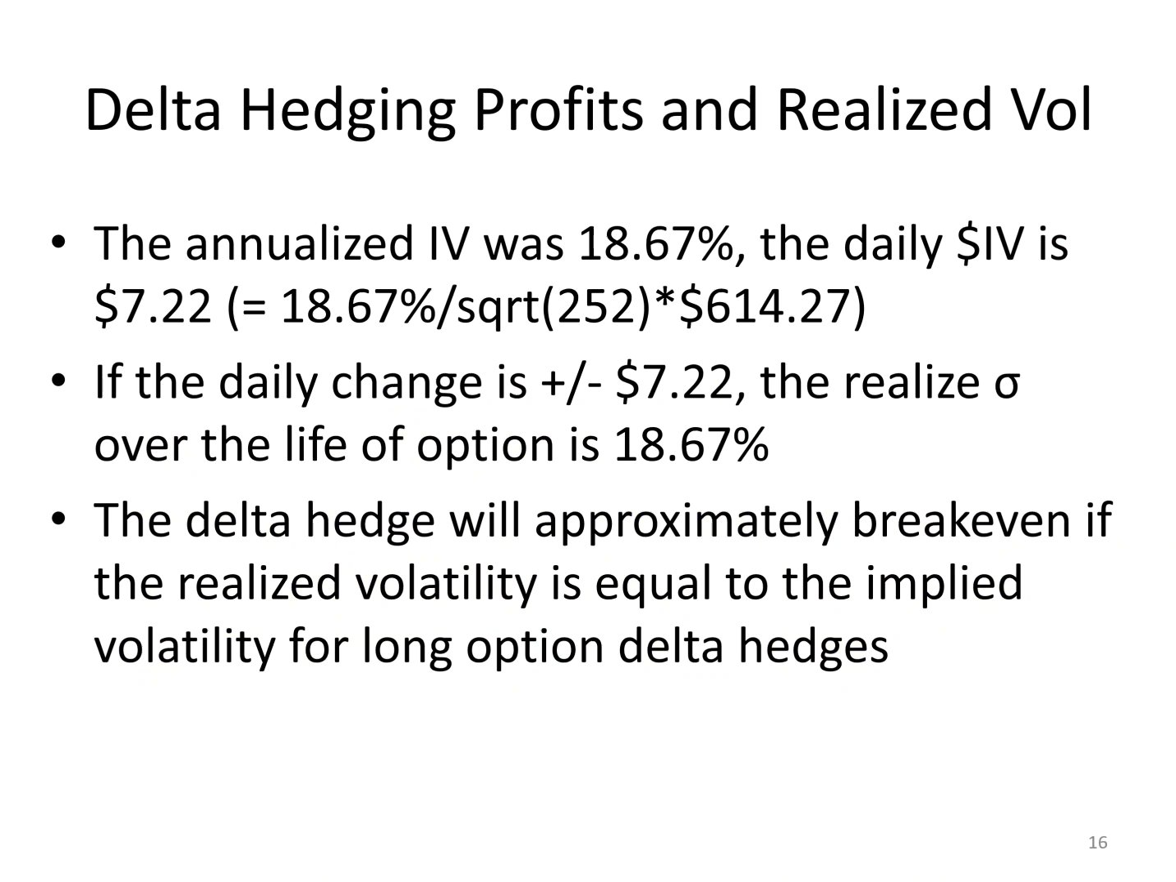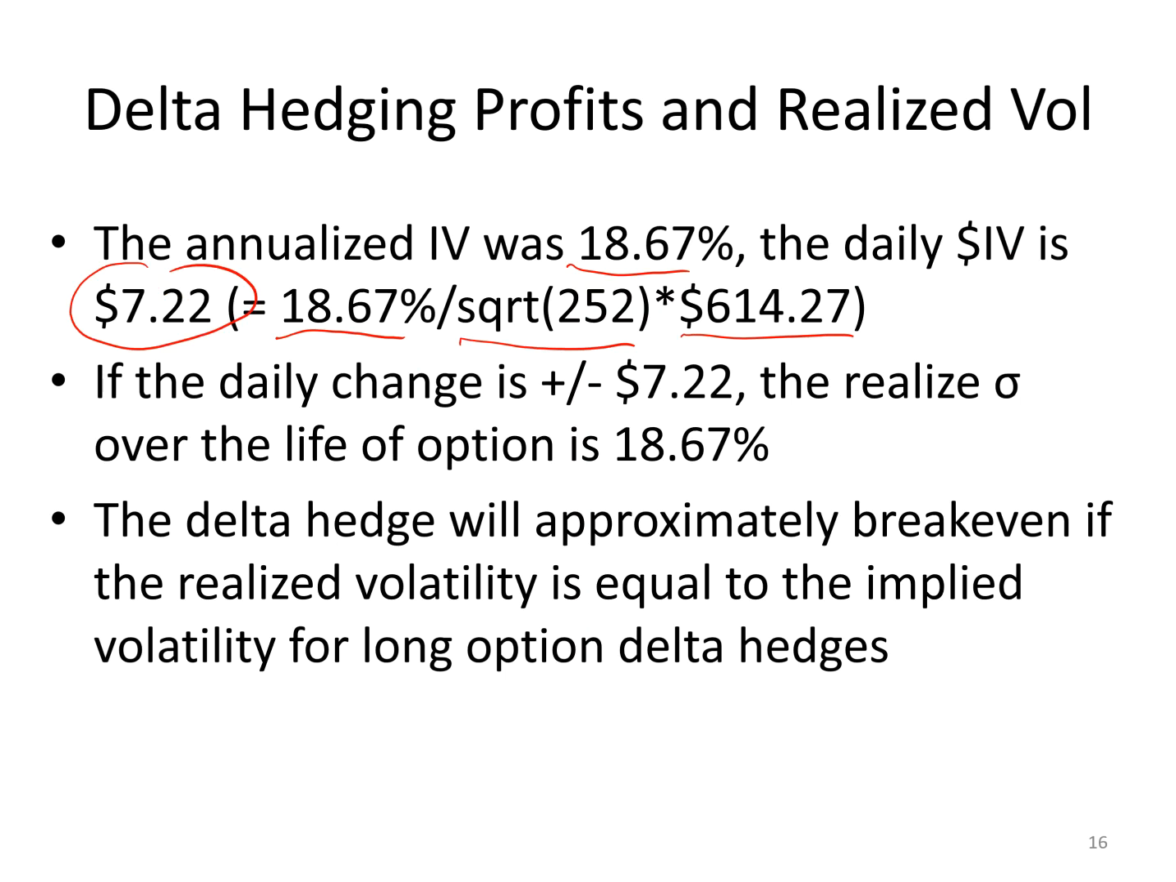In the last example, our implied volatility is 18.67%. That's an annualized implied volatility. The daily dollar implied volatility would be the 18.67% divided by the square root of 252. That would give you my percentage daily standard deviation. Multiply that times the current spot price of 614. In other words, a 1 standard deviation move in that stock for 1 day is $7.22.